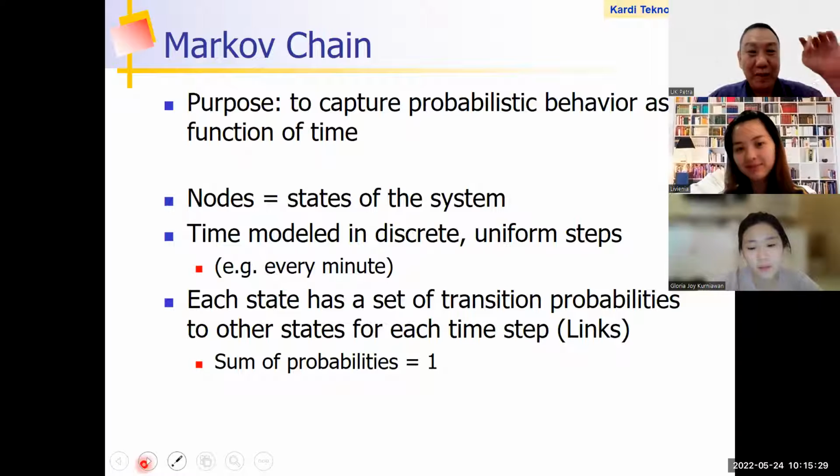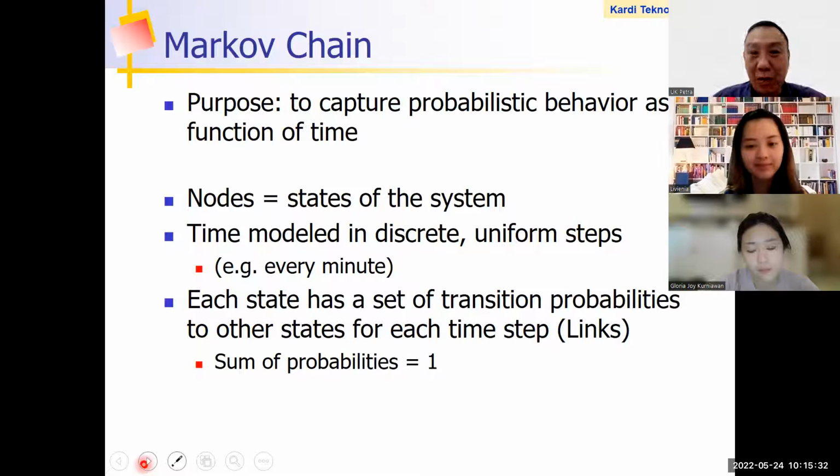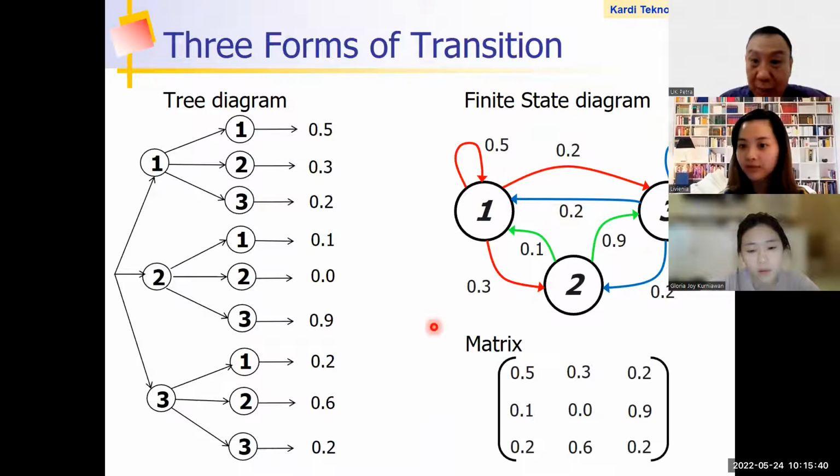Okay. So the purpose of Markov chain is to capture the probabilistic behavior as a function of time. Remember the node here. I put the node here. How many nodes? Yeah, this is 1, 2, 3. This is the node, and these are the links, right? These blue are the links.